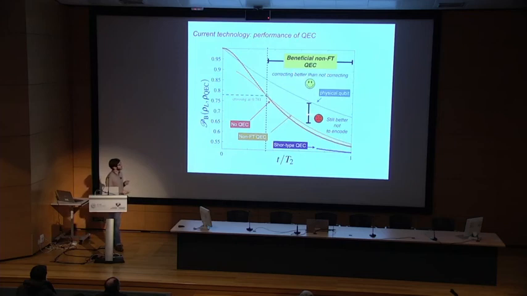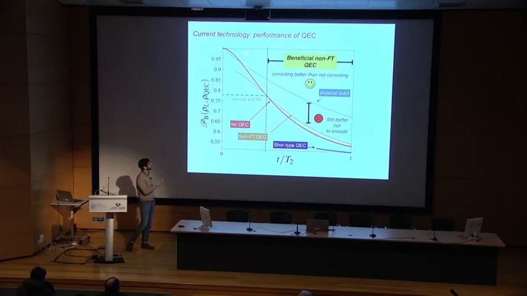But as you can see, there is still a gap with respect to just the physical qubit. So if you are in this regime, it's better not to encode. Your gates are still not good enough, so you perform this task better without encoding.